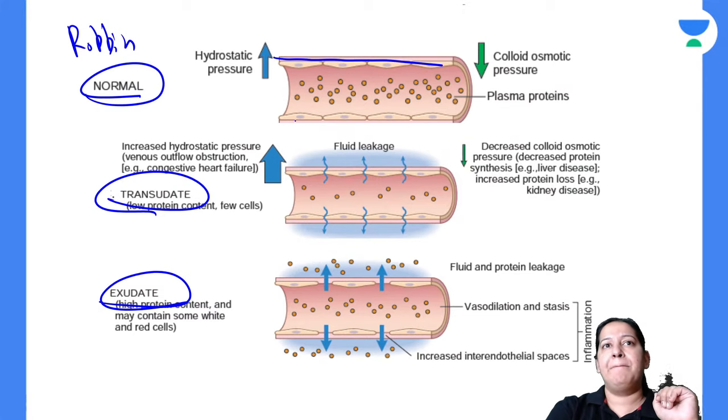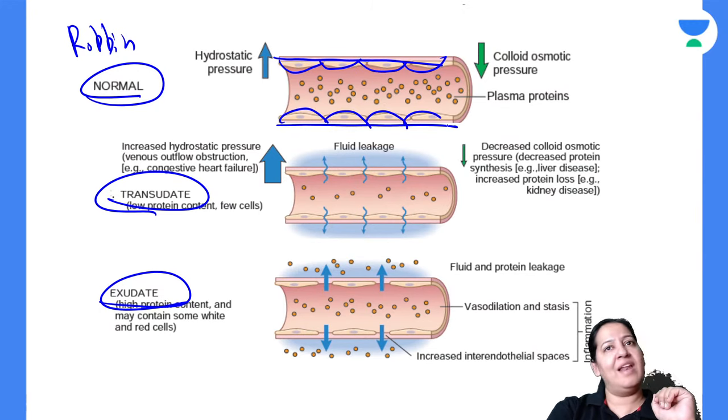Can you see the basement membrane in the normal? Can you see the lining? The lining is continuous, the endothelial lining, there are no gaps.